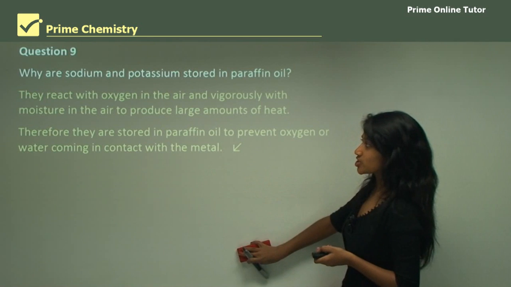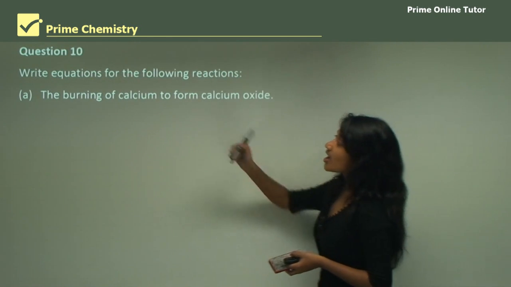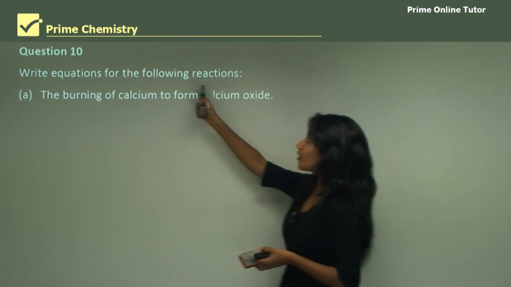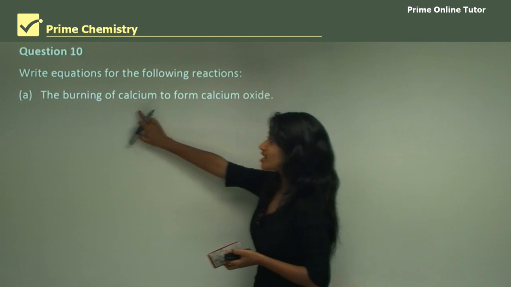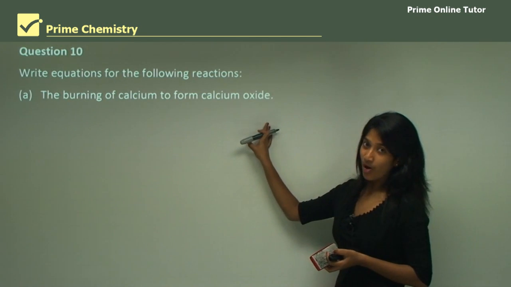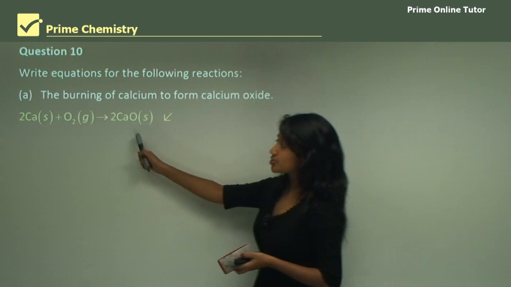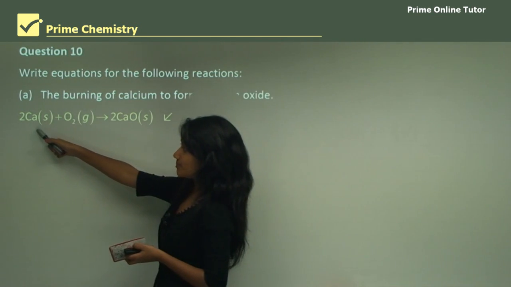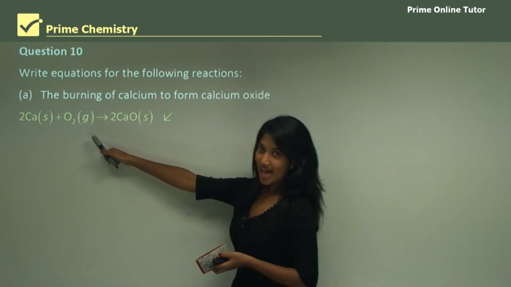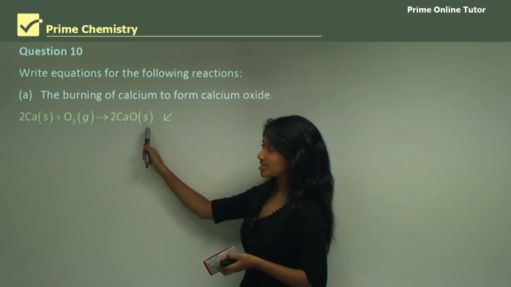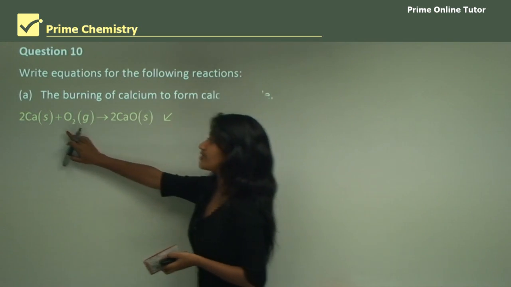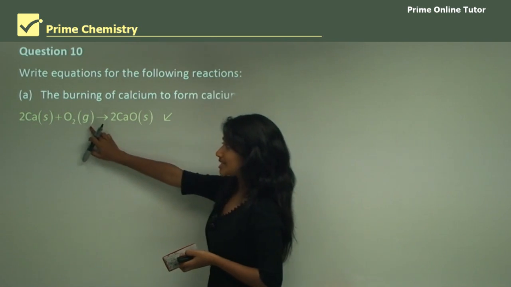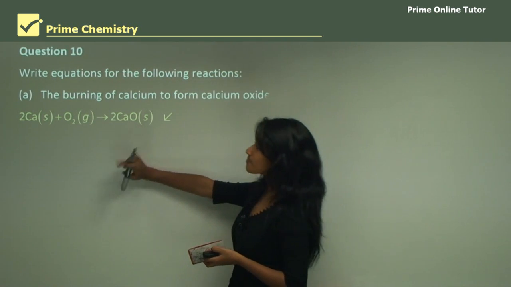Now moving to question 10, which says write equations for the following reactions. So we have 2 of them. So the first one is a burning of calcium to form calcium oxide. So how would you do that? You would say calcium reacting with oxygen gas to form calcium oxide. After you've done that, you're going to write your states down. So you have solid here, gas and a solid forming.